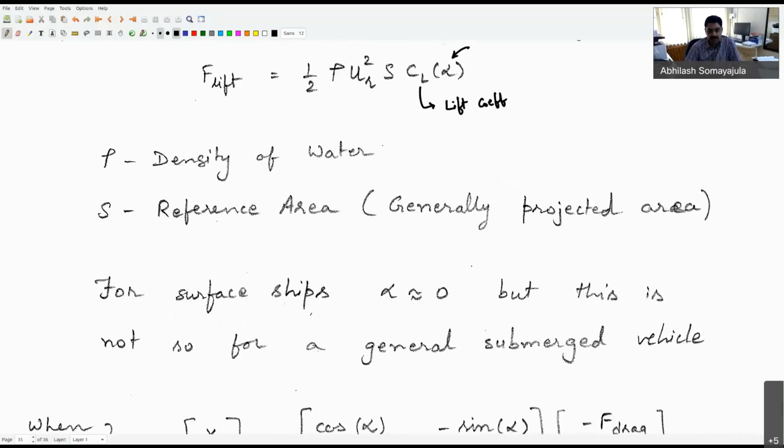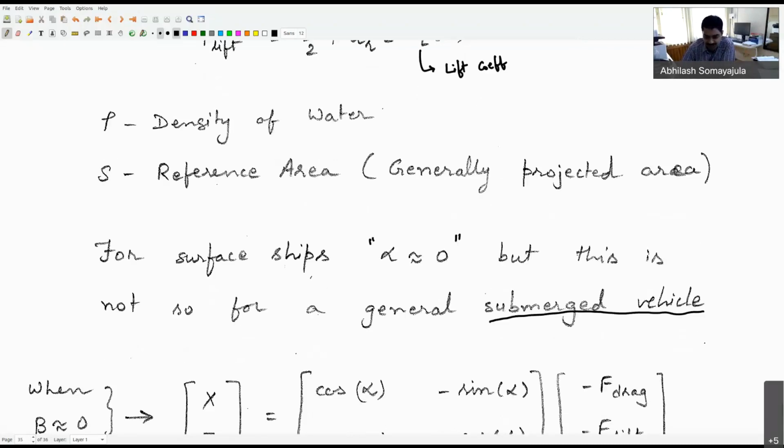Okay, for surface ships, which are mostly floating on the surface, this value of alpha will typically be close to 0, which means that everything is happening more or less in the horizontal plane. We're not really looking for things which are happening in the vertical plane. The vertical plane really becomes important when we are dealing with a submerged vehicle. So in that case, we have to look at what the alpha looks like.